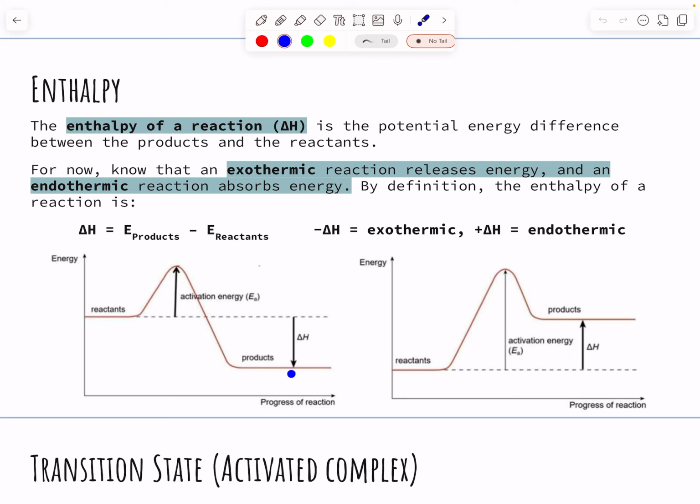So this would be an exothermic reaction, wherein when I subtracted my products minus reactants, my products are lower than my reactants, right? So I'm losing energy overall. So that would be exothermic. Here, to get from reactants up to where the products are, I have to put energy into it. And so that would be an endothermic reaction.